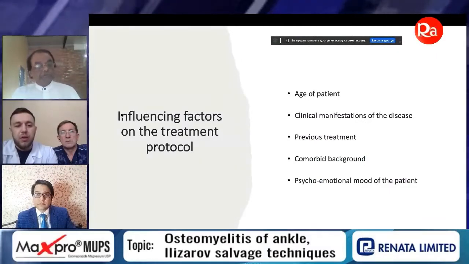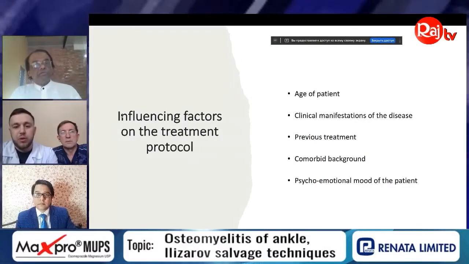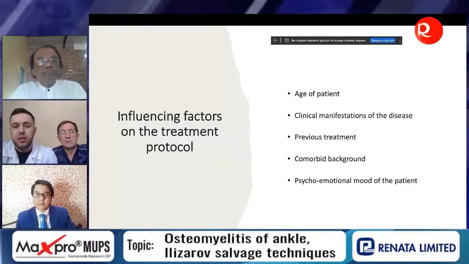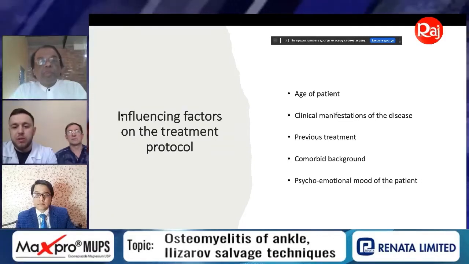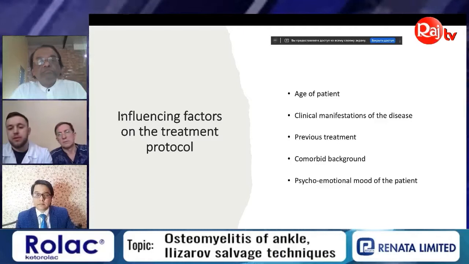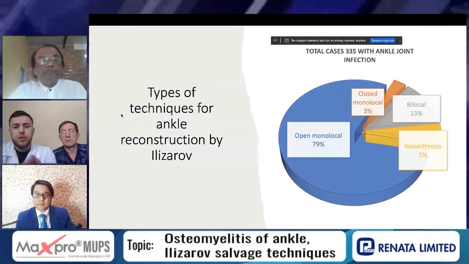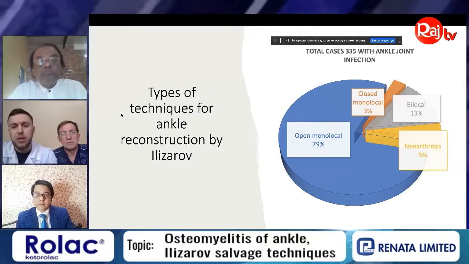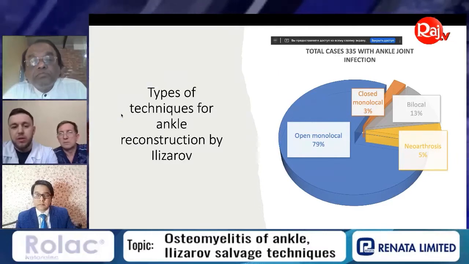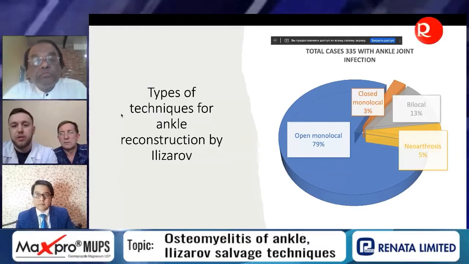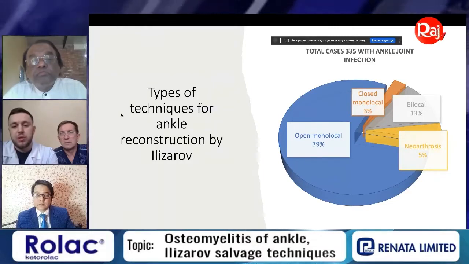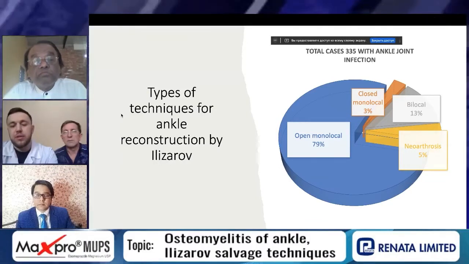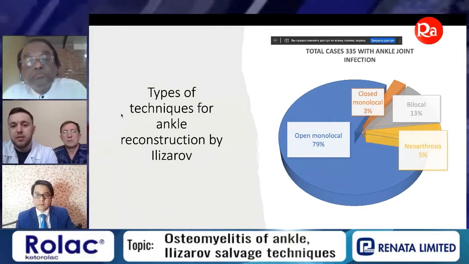The factors influencing the treatment protocol are the age of the patient, clinical manifestation of the disease, previous treatment, comorbid background, and psycho-emotional mood of the patient. So what types of techniques are there for ankle reconstruction by Ilizarov? Of course, the most common technique is ankle arthrodesis using the monolocal technique. We used that technique in 79% of cases.